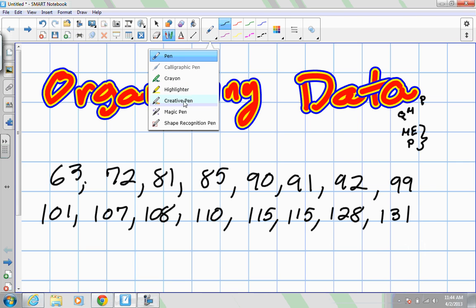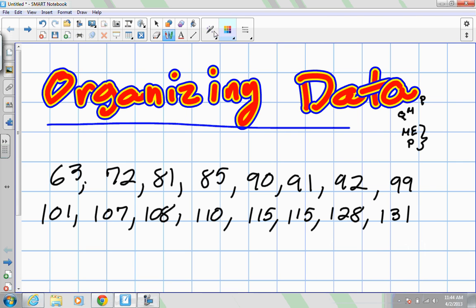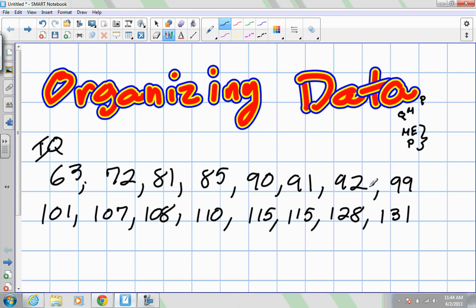Today we're going to talk about organizing data. Okay? So what I have here, we're going to call them IQ scores. You guys know what an IQ test is? You ever heard of that? Yeah? Okay, so here are IQ scores. And what we want to do is organize these scores. Now, lucky for you guys, I've already put them from least to greatest.